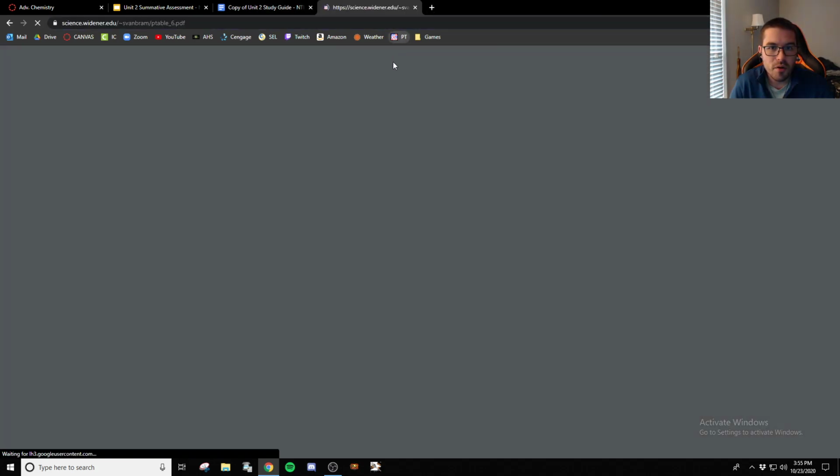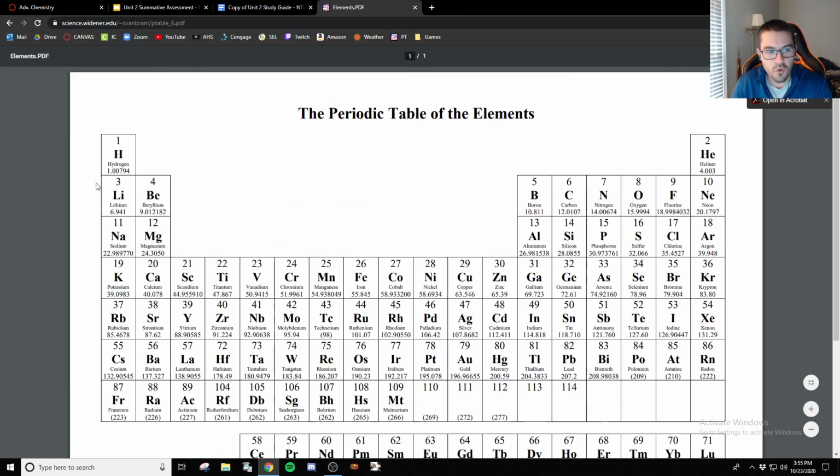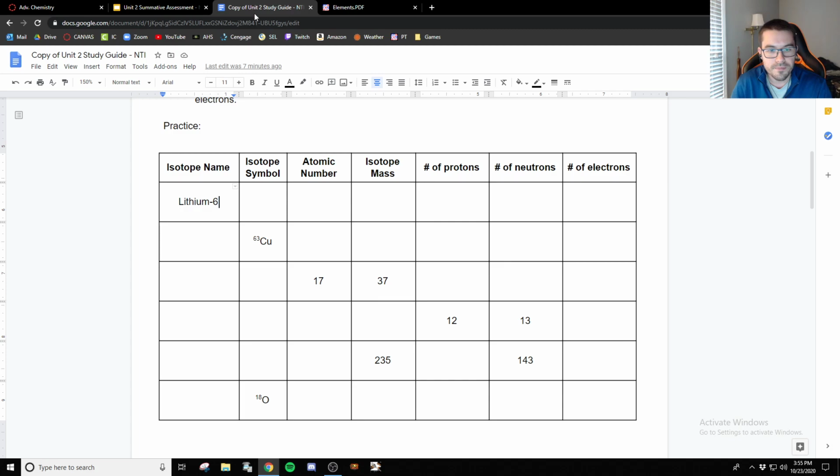If I go onto my periodic table, here's lithium up here in the top left corner. It's got the atomic number 3. So let me turn all of my text blue here. Lithium has the atomic number 3. This specific version of lithium has a mass of 6. That's what that number is right there.